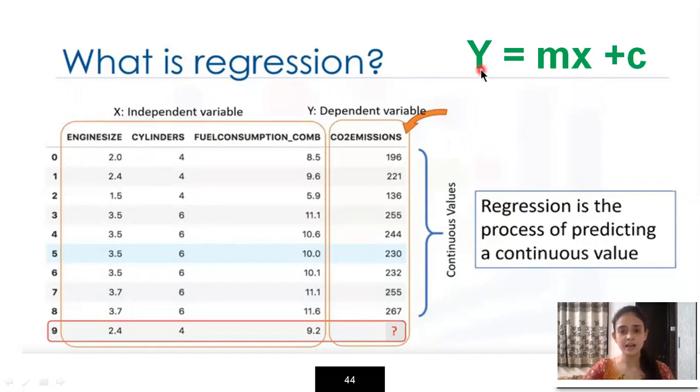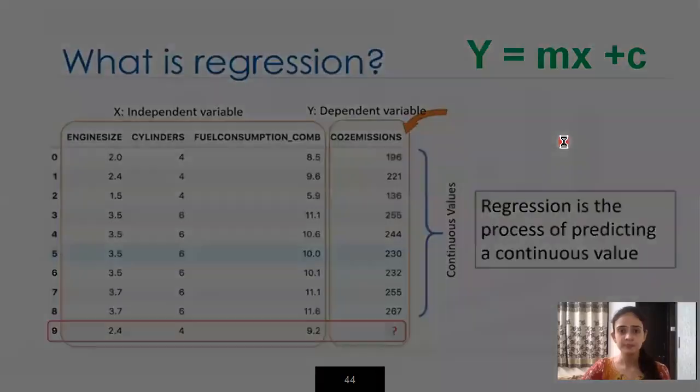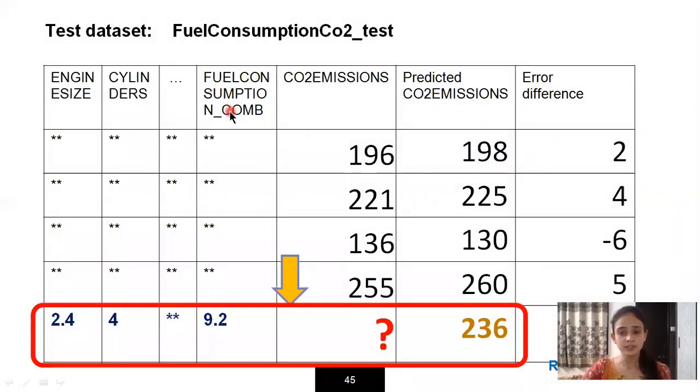So now I have the value of y and I have the value of x. Now I want to find the value of m and the value of c, that is my slope and my intercept. So how is this linear regression model useful?